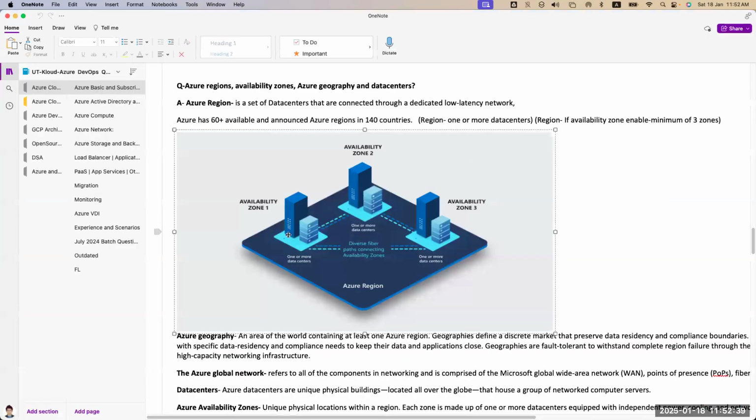Right. So we're talking about availability zone. I hope this is clear to everyone. What is availability zone?